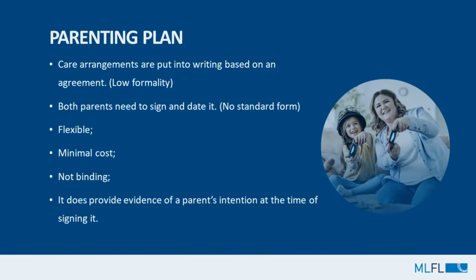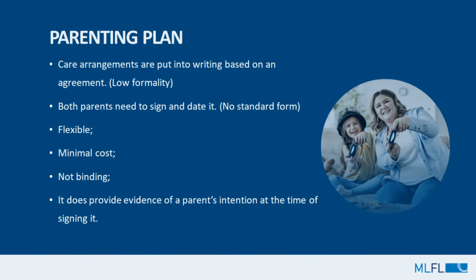More often we'll see people putting into place a parenting plan. So care arrangements are put into a parenting plan. It's in writing, and both parents need to sign and date the parenting plan. However, there is no standard form that they can fill out. They can really just draft it themselves, or they can draft it with the help of a counsellor or mediator or solicitor. It is quite flexible, and because they can do it themselves, there is minimal cost.